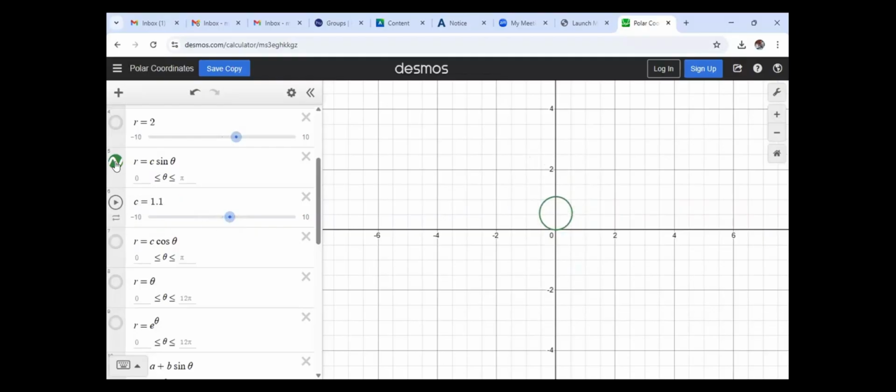If we change to cosine, x's, so it goes left and right. And we can make it bigger again. And now notice that the number out front is not our radius, though, now. It's our diameter. And if we go negative, we go the other direction.